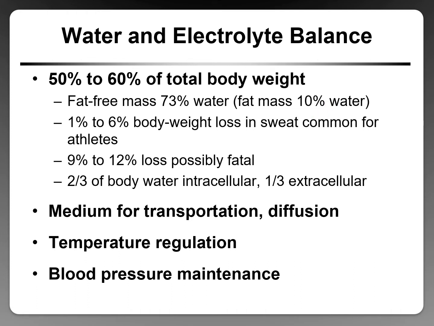If we look at sweat rates, 1 to 6% of the body weight loss is common from sweat in athletes. If you have more than that, in that 9 to 12% of your body weight loss through sweating, that can lead to fatality. Typically we see 2/3 of the body water is stored intracellularly, within the cell, while 1/3 is in the extracellular portion. This is obviously a medium for transportation and diffusion, for temperature regulation, and for blood pressure maintenance. So water is an extremely important factor. If you're not taking in enough water and liquid, you're going to have exercise impedance for sure.